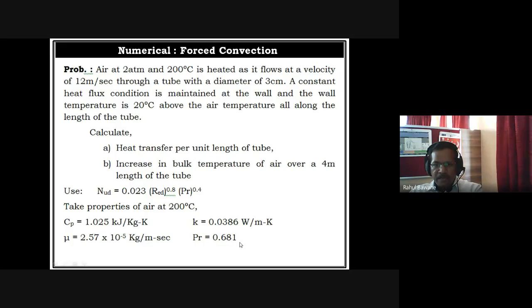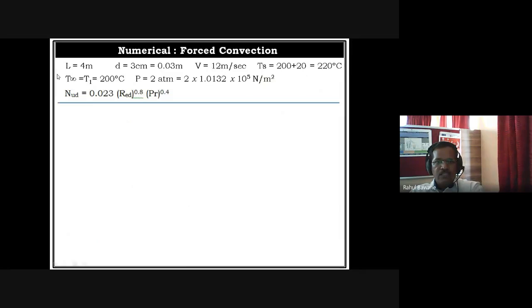If they provide a Prandtl number value, we will not calculate the Prandtl number from our given data. So remember, whenever they provide any data directly as given, we have to use that value only. If I calculate the Prandtl number myself, it might come out as 0.682, and then our answer will vary. So they have given a Prandtl number of 0.681, so we will use only this value. Now this is our given data.